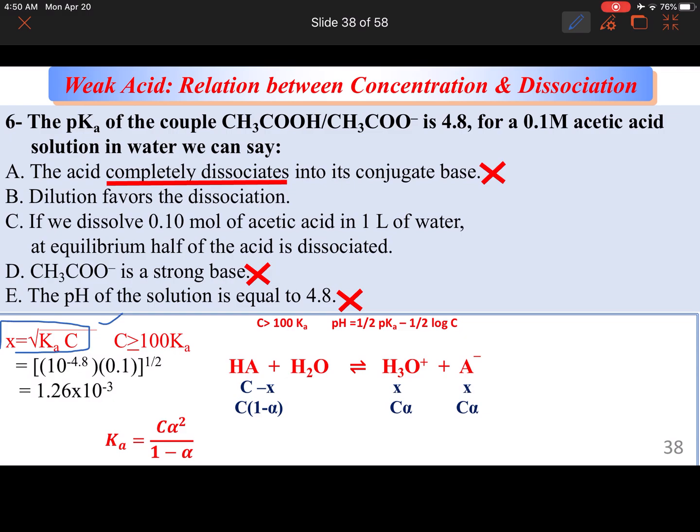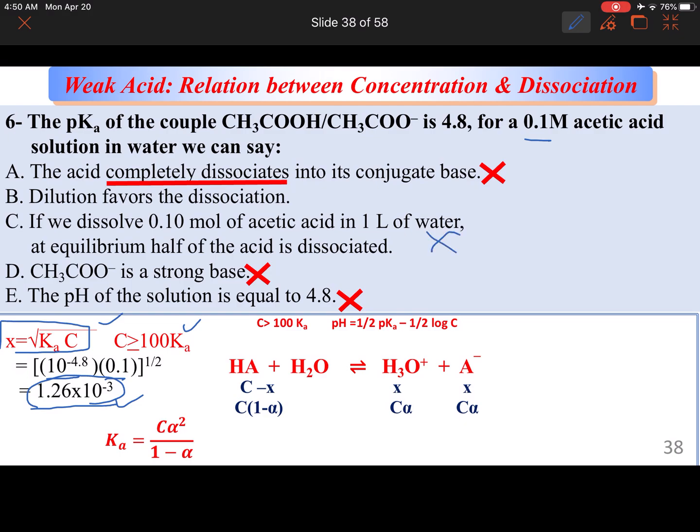So Ka is simply 10 to the minus pKa. C happens to be 0.1. And there you go, that's your X. Of course, this is only reasonable if C, the concentration, or C0 is greater than 100 Ka, and it is. So look at this X. Is this amount half of 0.1? No, it's not. It's much less than half of 0.1. So actually, the answer is incorrect.